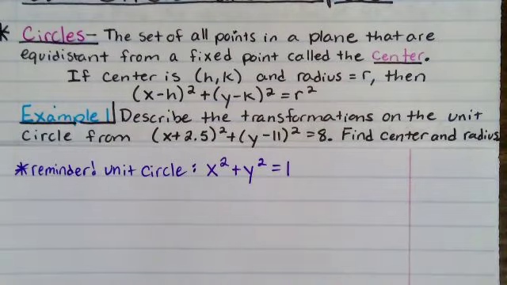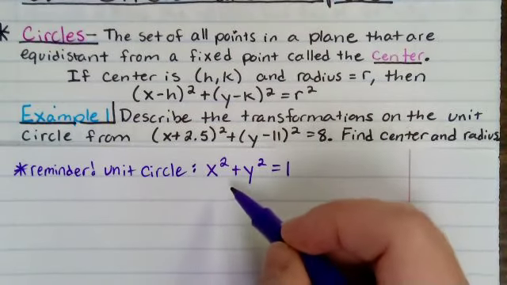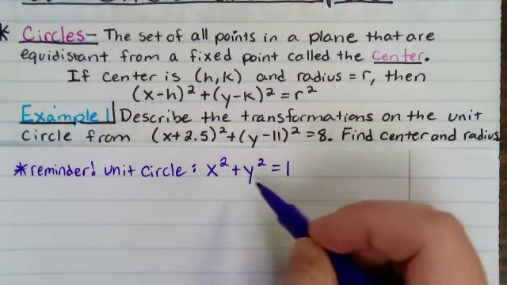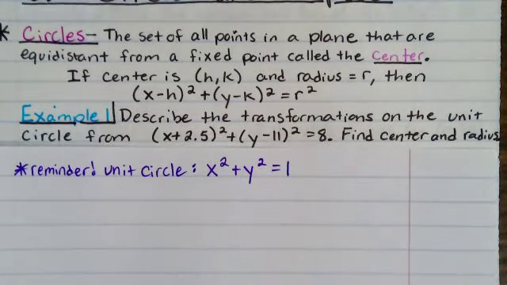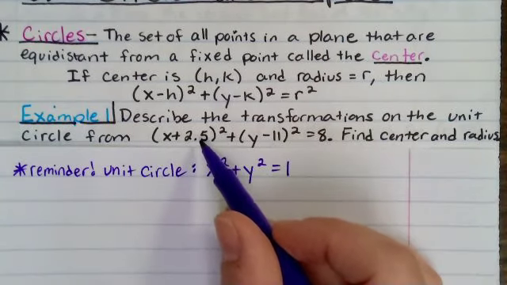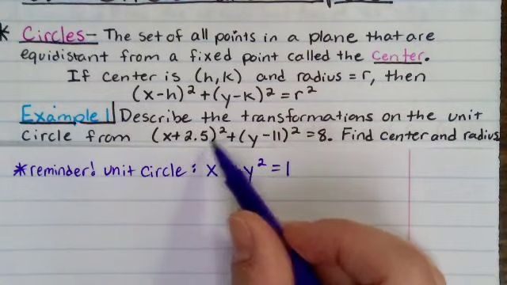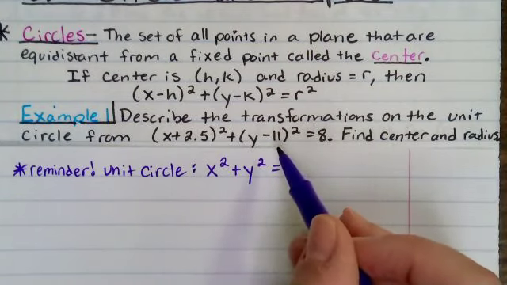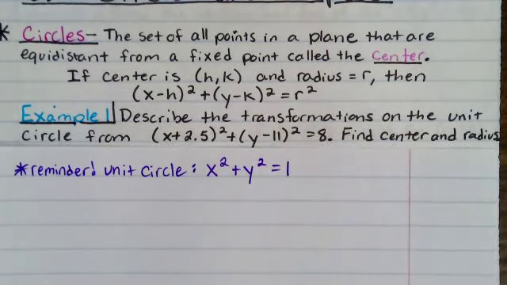With the unit circle, the center was at the origin. That's why you don't see anything added to the x or added to the y. But if we have this different circle where the center is at negative 2.5 and positive 11, then that center has been translated. It's been shifted both to the left and up. So when we talk about the transformations, we need to see what that center is.